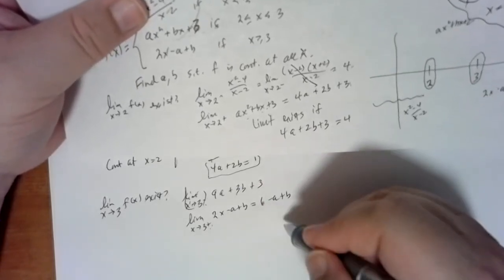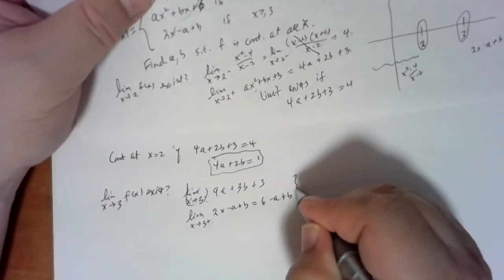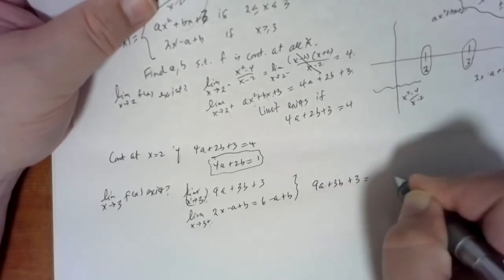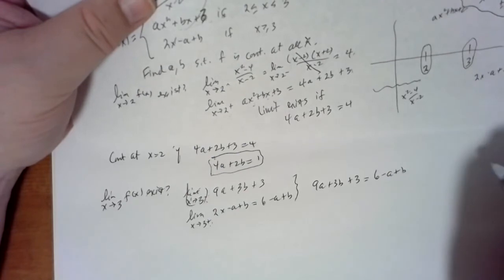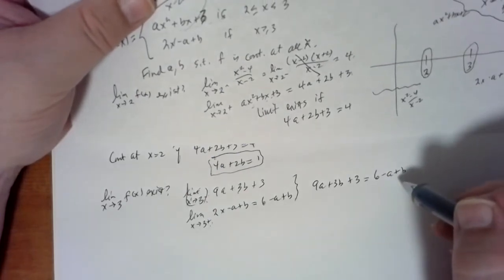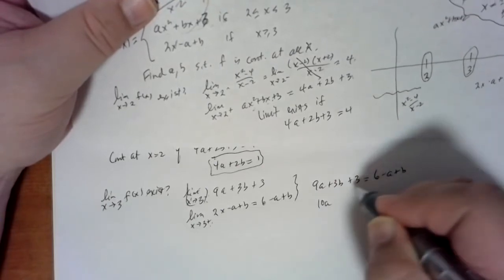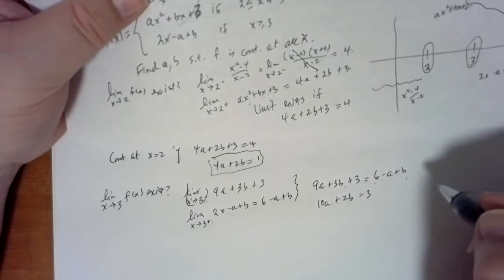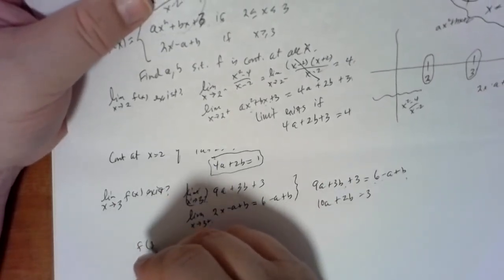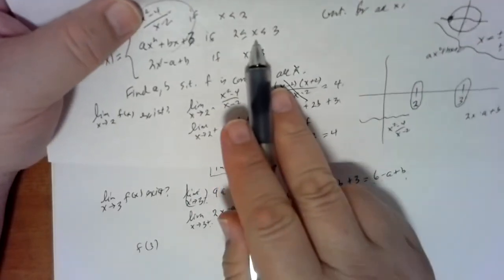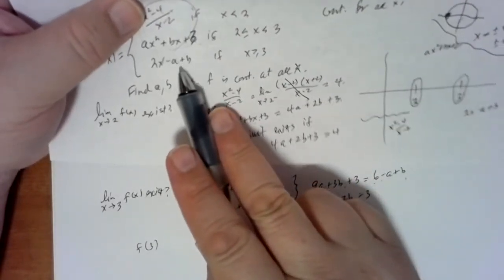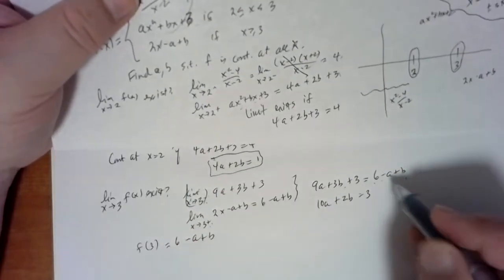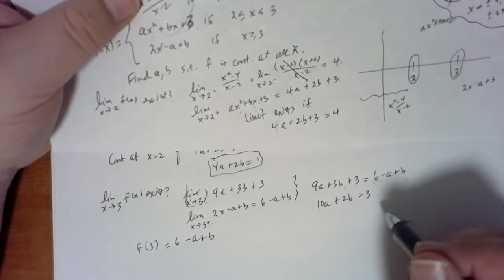Okay, so when does the limit exist overall? The limit exists overall when these two are equal. So therefore 9a plus 3b plus 3 is equal to 6 minus a plus b. Okay, so simplifying that, looks like we get 10a plus 2b is equal to 3. Okay, and then what is f of 3? Just to double check, the formula says that f of 3 is going to be using this formula again, so we're going to get the same thing, 6 minus a plus b. Okay, and so if these two things are equal, then it'll automatically be continuous.